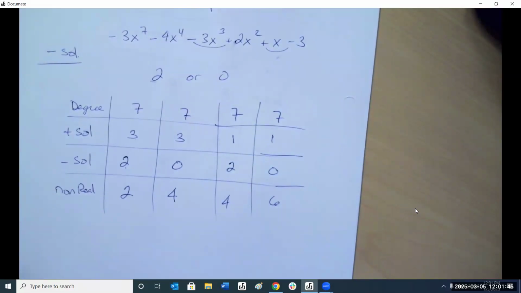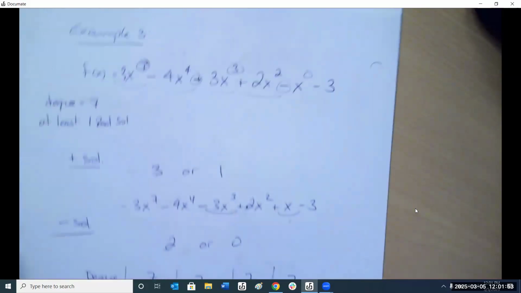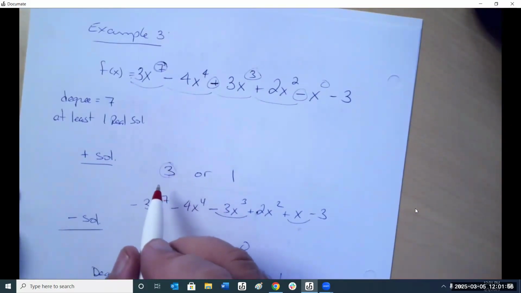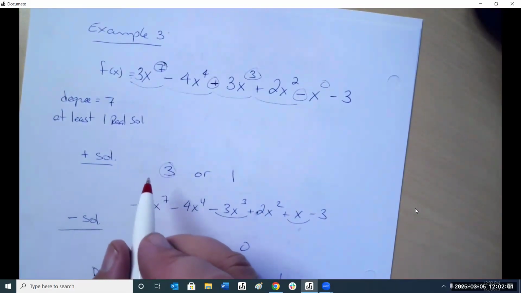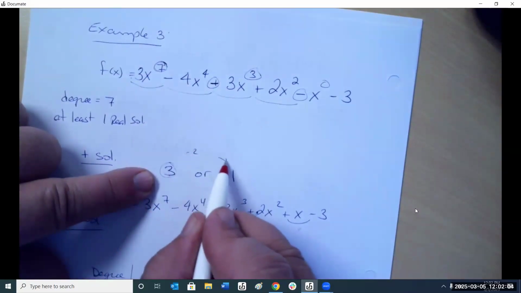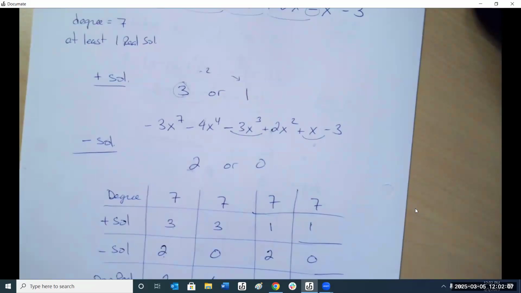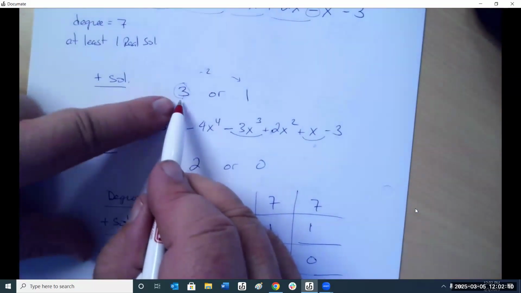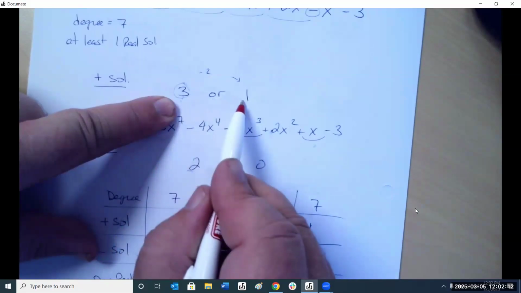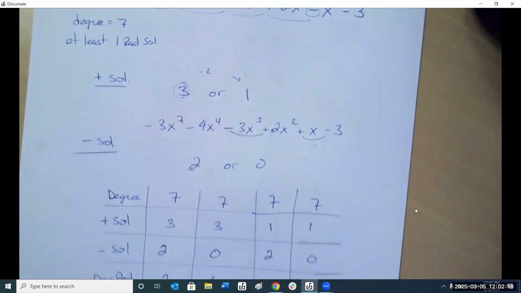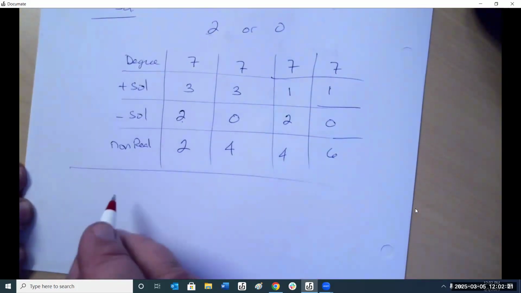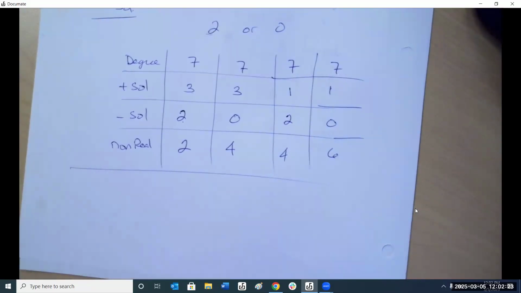For this example, for positive it's 3 or 1, it's not like 3 or 2 or 1. Because if I have 3 positives, then it's one of these two. But if it's not 3, then I have to take into consideration the conjugate pairs. So I subtract 2, which gives me this one. If it was 5, then I have 5 or 3 or 1. Keep on going down until you can't go any further. So for every one you subtract 2, that's another possibility of conjugate pairs.